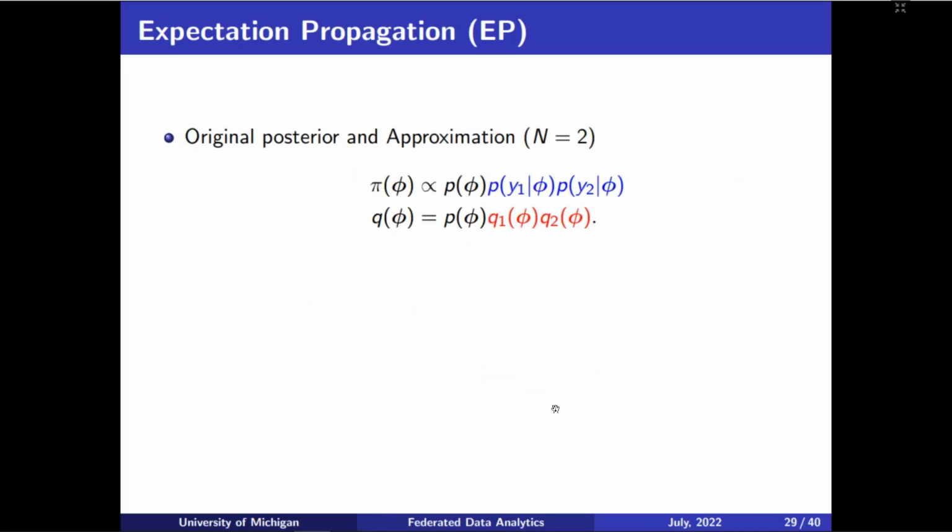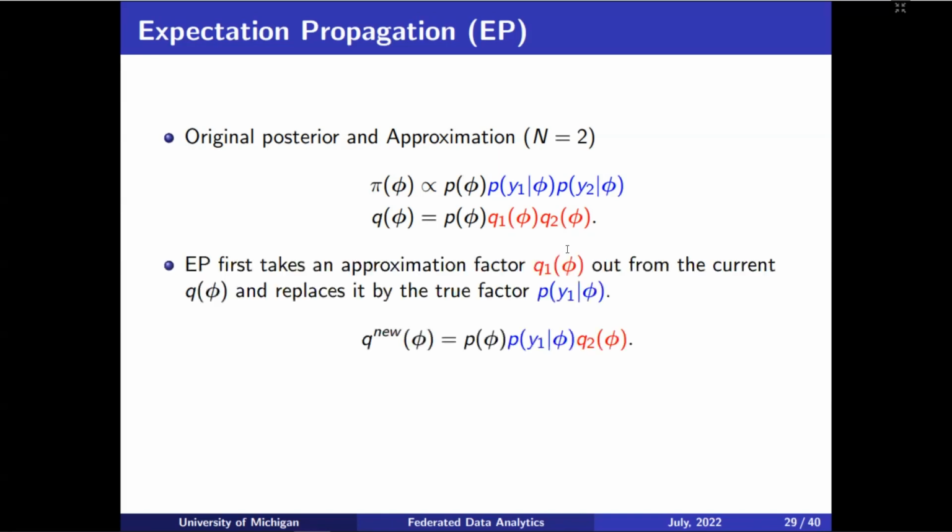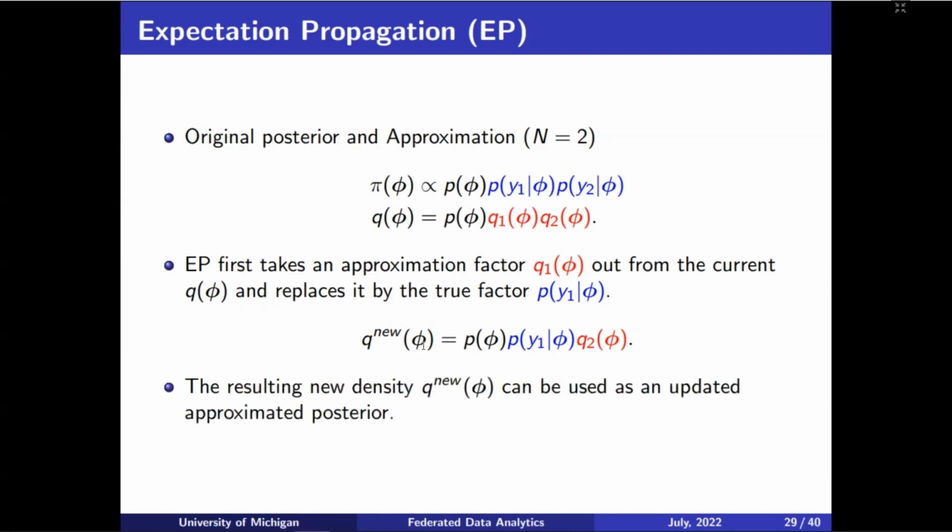The procedure of EP is actually very simple. Let's assume n equals 2, so we only have 2 data points. Here, the top one is the true posterior, and the bottom is the approximate posterior. EP first takes an approximation factor q_1 out of the current approximation q(phi) and replaces it by the true factor, which is the true likelihood function. Then we obtain a new approximation function, called q_new(phi), and this resulting new density can be used as the updated approximate posterior. I will repeat this procedure several times.